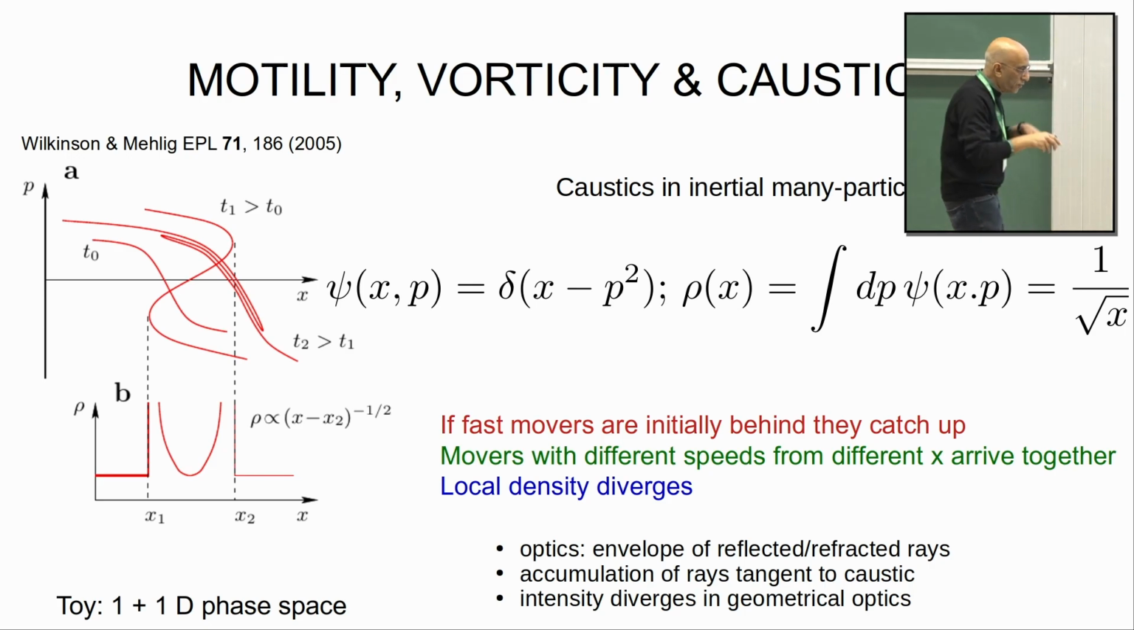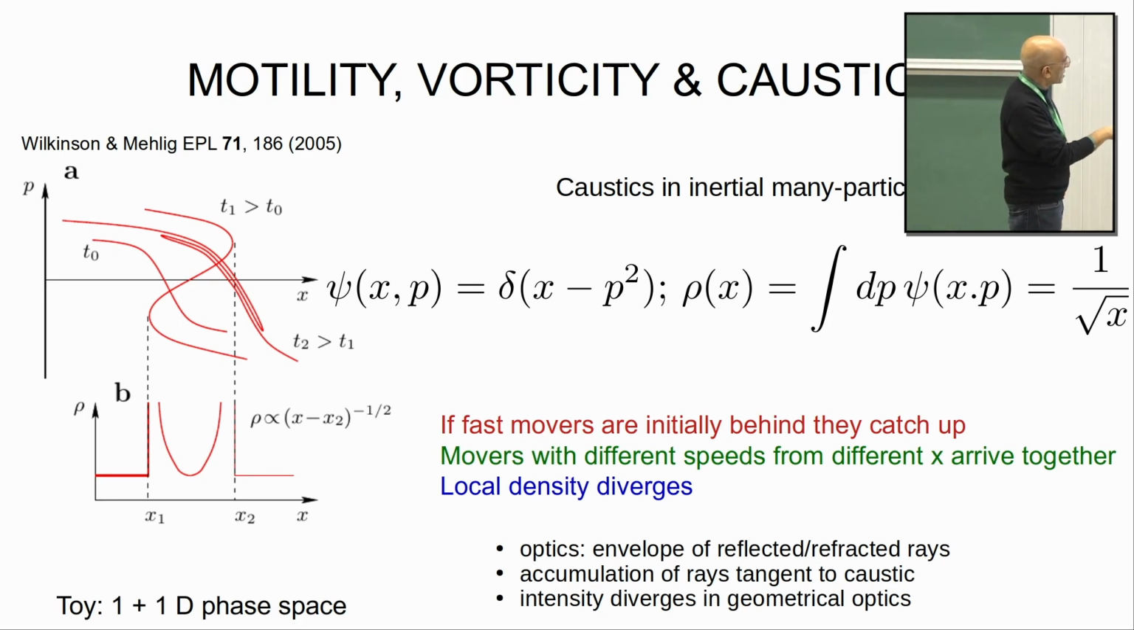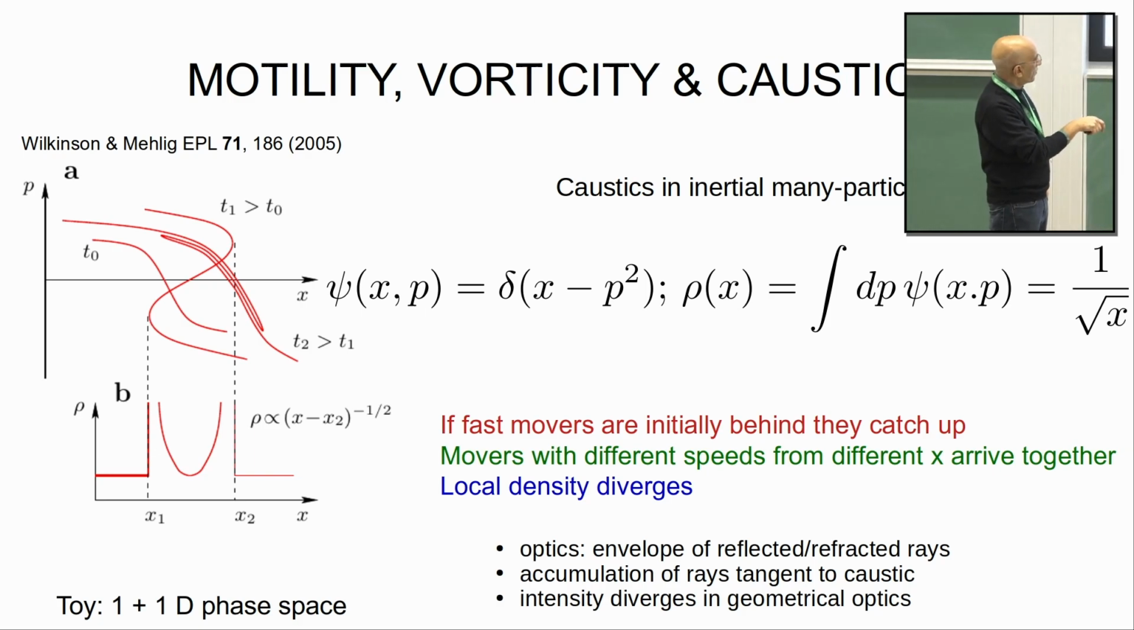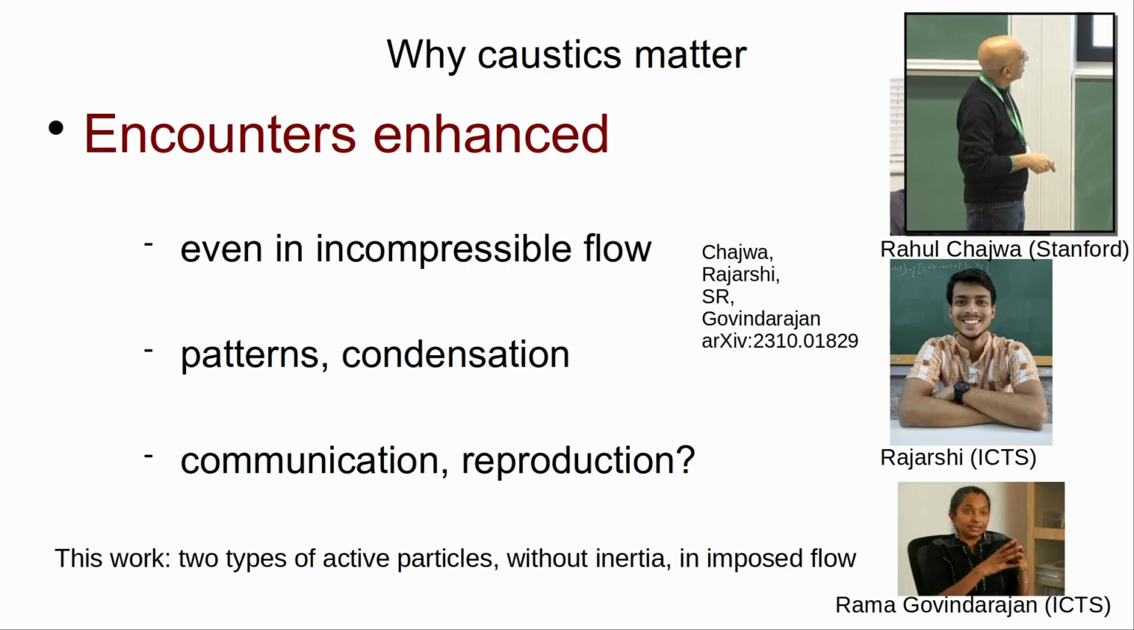Basically, the idea is if you've got slow movers here and fast movers here, the fast guys catch up with the slow, and so you can get a divergent local density. As you all know, this phenomenon of caustics really originates in optics, where it's the envelope of reflected or refracted rays, and the accumulation of rays tangent to the caustic leads to a divergent intensity in geometrical optics.